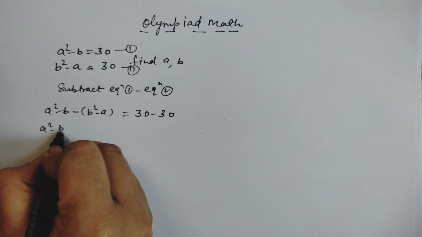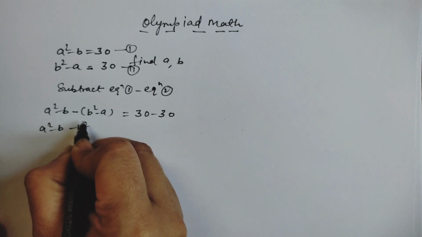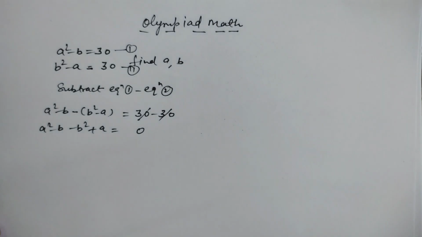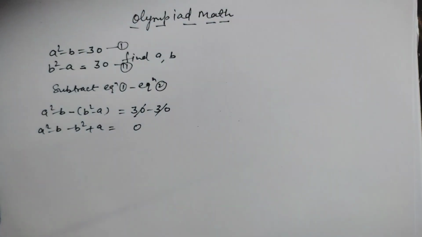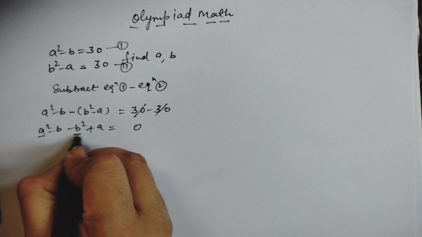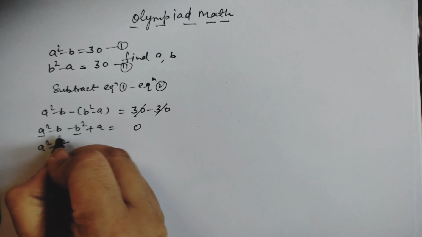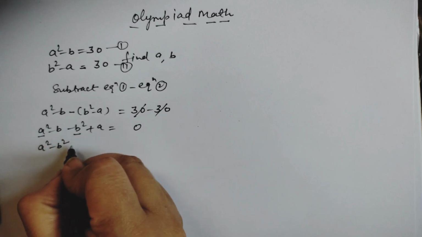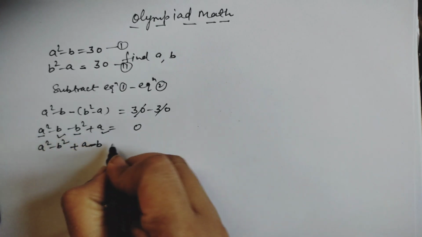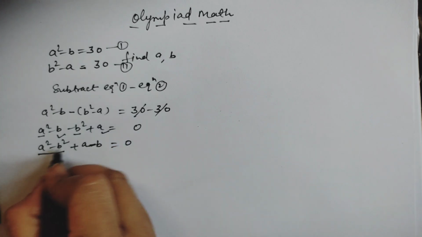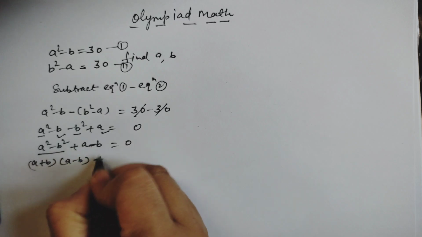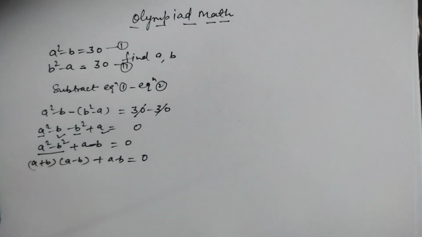Now a square minus b is as it is, and this minus sign goes inside, so minus b square, minus minus plus a, and the 30s cancel, so it becomes 0. After that, a square and b square can be written together, and the next terms are a minus b. These we write together, and a square minus b square is a plus b times a minus b, and a minus b is as it is, equal to 0.